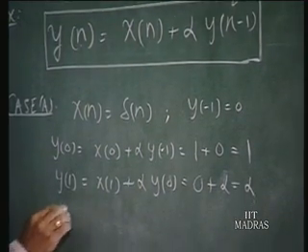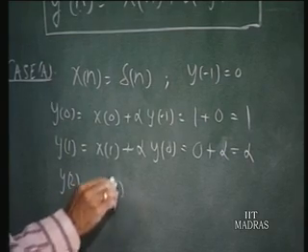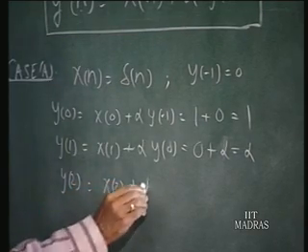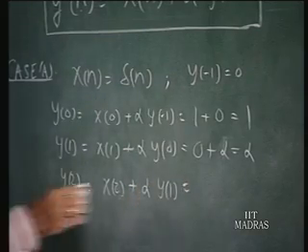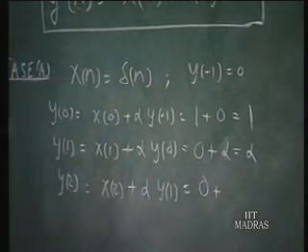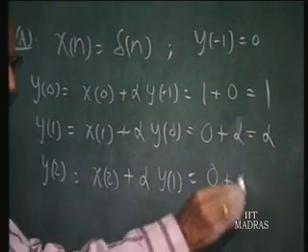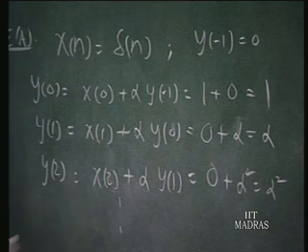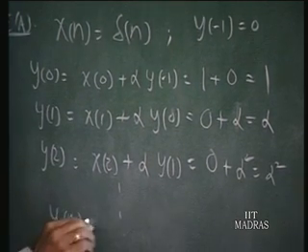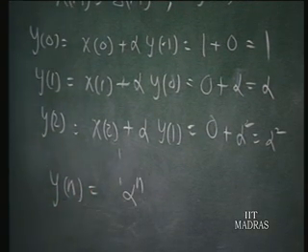y2: substitute n equals 2 here, x2 plus alpha times y1. x2 once again is 0 because xn is an impulse function, and alpha times y1 is alpha times alpha, which is alpha squared. So you can continue this, and you can easily see that yn equals alpha to the n. So the general solution for this is yn equals alpha to the n.